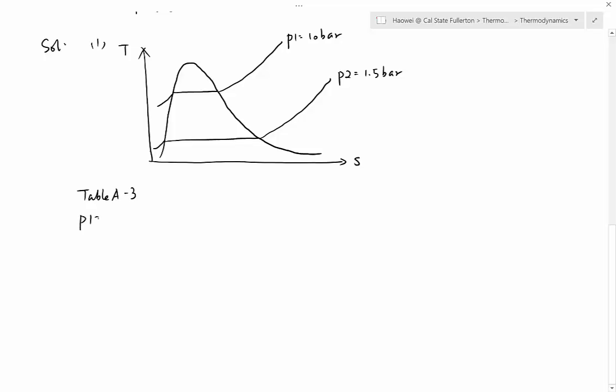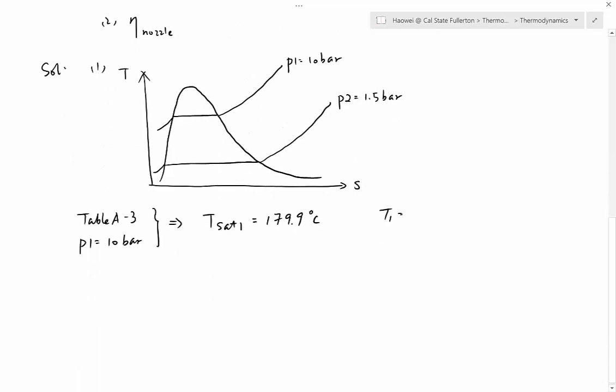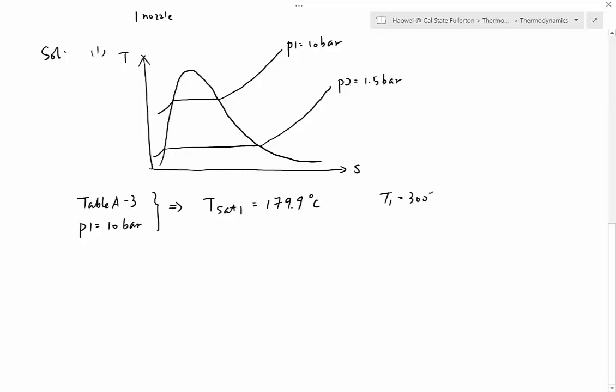We start from pressure P1, which is 10 bar. And from the table, you can find the corresponding saturated temperature. We call it T sat 1, and the value is 179.9 Celsius. Meanwhile, our actual temperature T1 is given as 300 Celsius, which is even higher than the saturated temperature. So the conclusion is point 1 must be superheated.